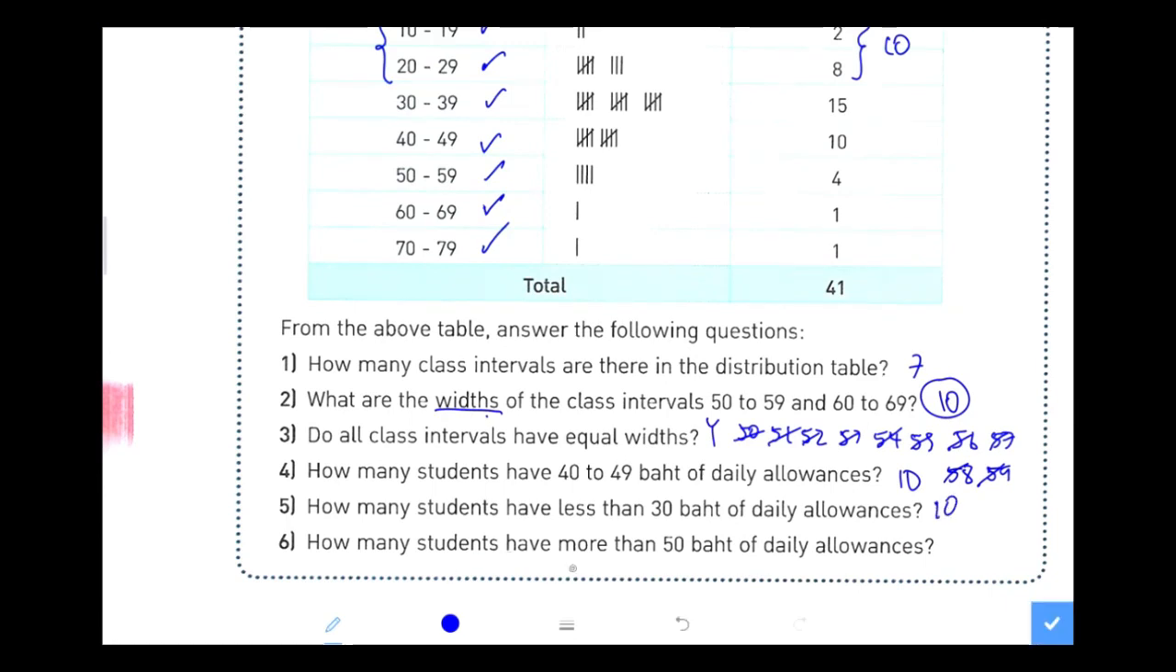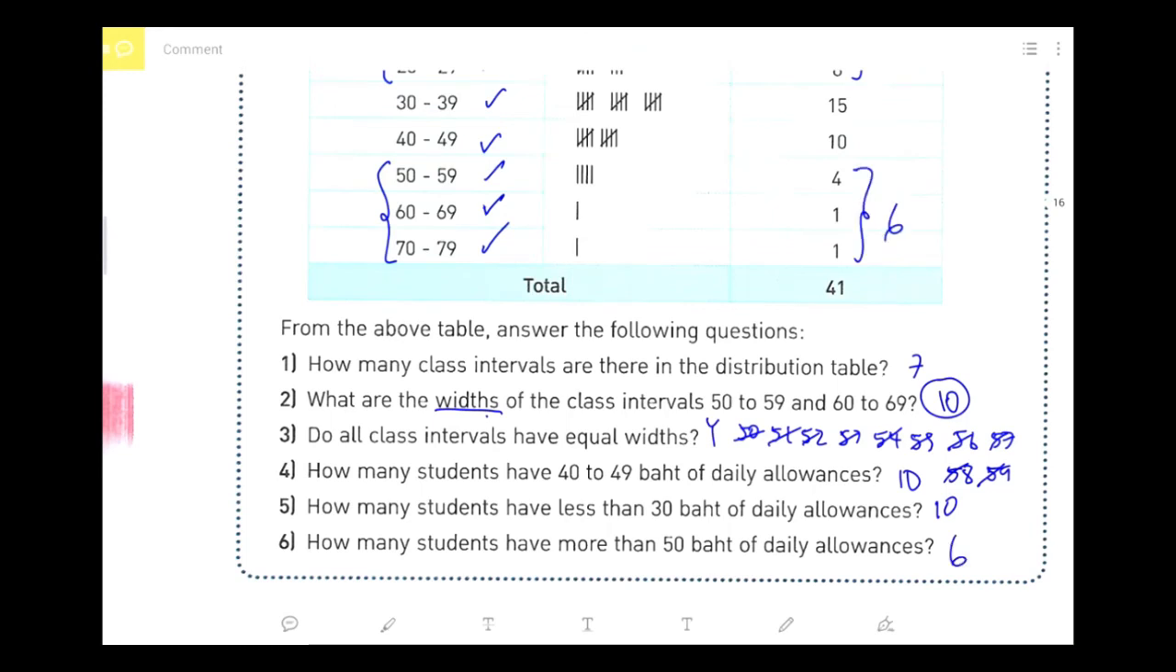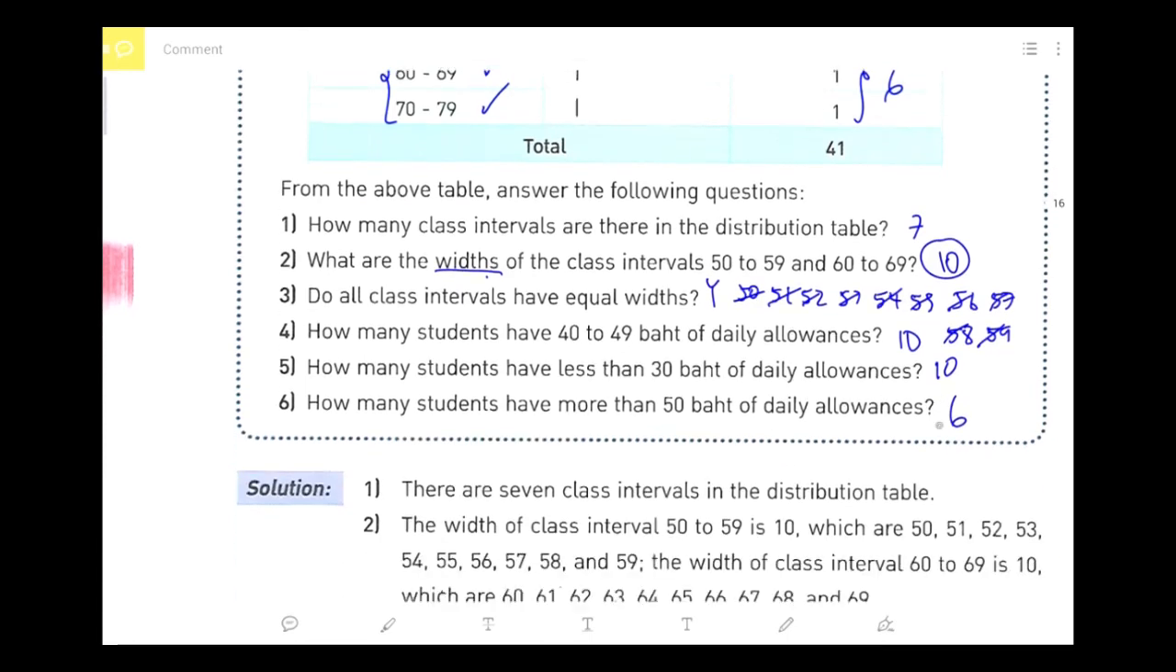How many students have more than 50 baht of daily allowances? So you go more than 50 baht, so the minimum is 50, maximum is just like that. Then how many of them? 4, 5, and 6. Answer is 6. Easy, right? That is how you look at the frequency distribution table and get the information from it for your answers. Very easy.